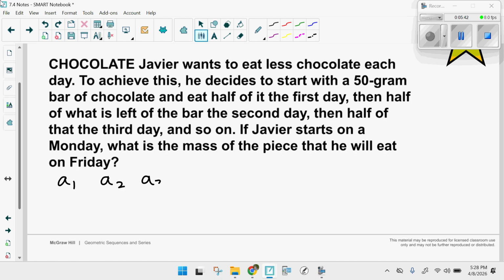So we have a sub 1, a sub 2, a sub 3. And on Monday, he eats half the bar, so he's going to be at 25. On Tuesday, then he eats half again. Then he's at 12.5, 6.25. Then we'd be at 3.125. And then lastly at 1.5625.